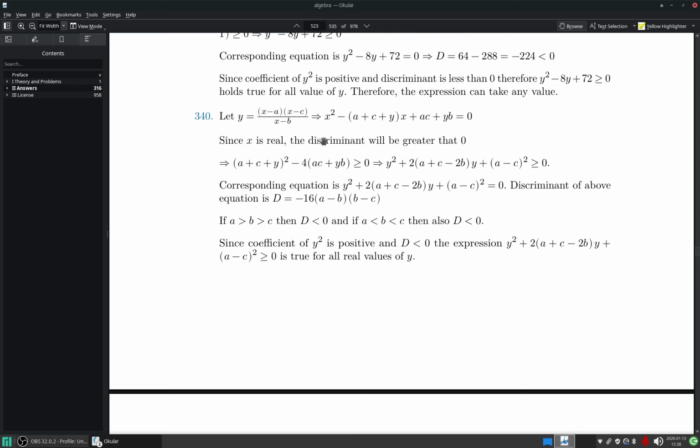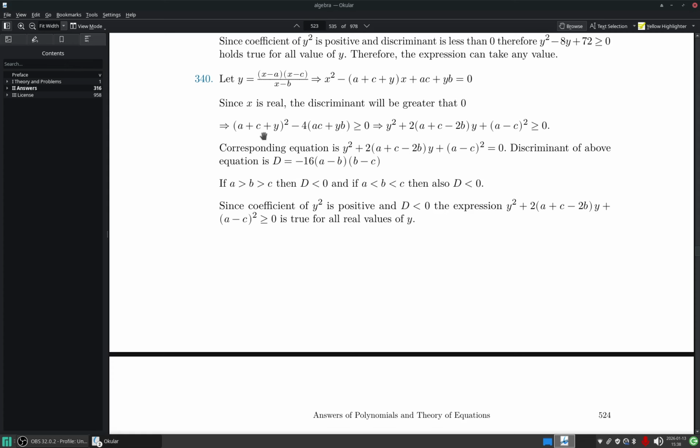Now since x is real, the discriminant will be greater than or equal to 0. So we get (a plus c plus y) whole square minus 4 into (ac plus yb) greater than or equal to 0. We get y square plus 2 into (a plus c minus 2b) into y plus (a minus c) whole square greater than or equal to 0. The corresponding discriminant of this equation would be minus 16 into (a minus b) into (b minus c). Now if a greater than b greater than c, the discriminant would be less than 0, and if a less than b less than c, then also the discriminant would be less than 0. Now the coefficient of y square is positive and the discriminant being less than 0, the expression can have all the values.